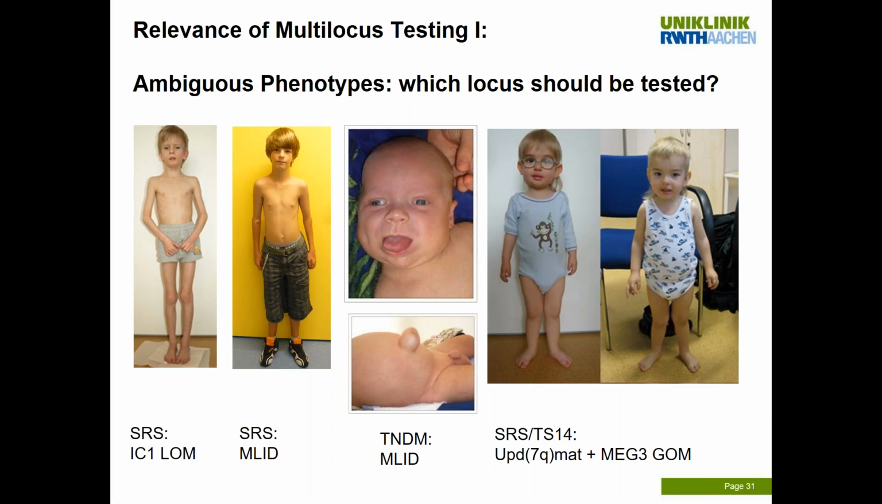Here are some examples. As you can see here, this patient has an MLID, but both have an isolated IC1 loss of methylation. Both patients show the typical Russell phenotype. Here, a patient who had initially been diagnosed as Russell syndrome does not show the typical phenotype, and it turned out he had a maternal uniparental disomy of chromosome 7, a typical Silver-Russell finding, but additionally had Temple syndrome, a gain of methylation of the chromosome 14 locus, so a mixed phenotype.